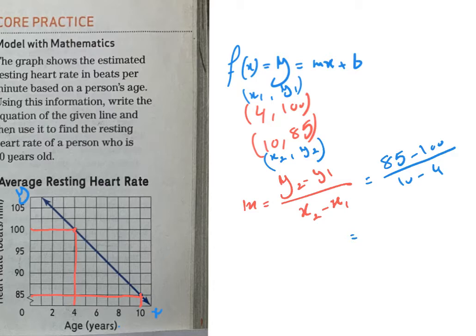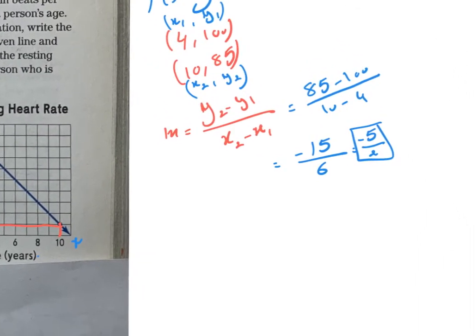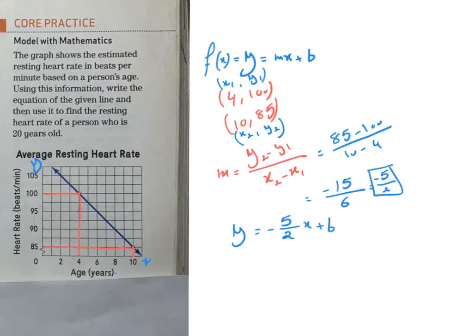So 85 minus 100 would be negative 15 over 6, because 10 minus 4 is 6. And we can simplify this by dividing by 3 on both sides, so that's going to be negative 5 over 2. That's going to be my slope here. So we have y equals negative 5 over 2 x plus b, right? Now we need to find b.